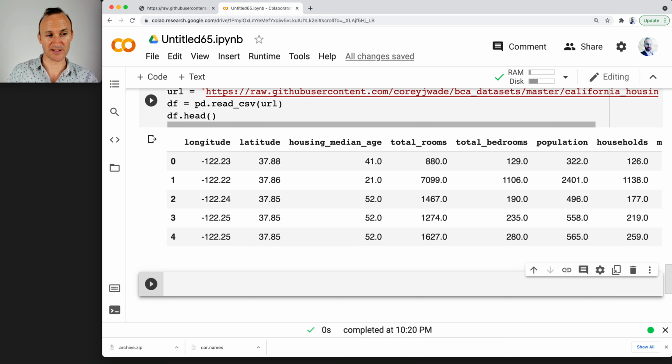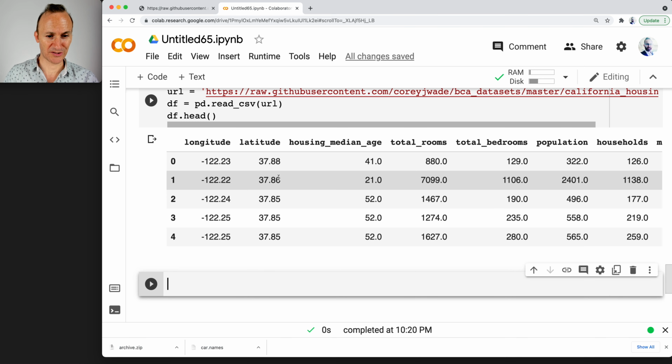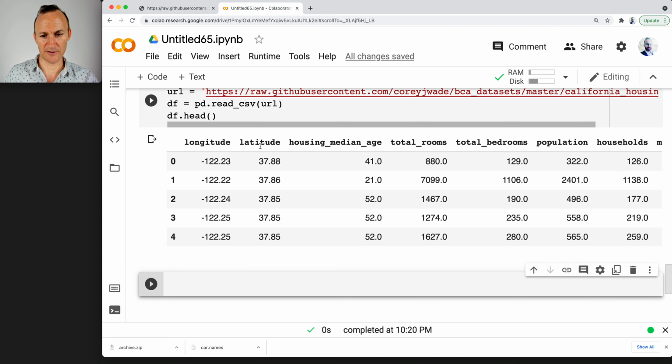No, I didn't import pandas that time. You don't have to import it every time. So a lot of numeric columns, so that looks good. Longitude and latitude, that makes sense, where it's located. Total number of rooms.